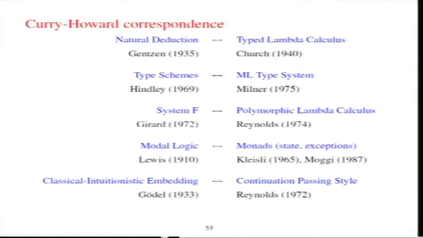But there's more. It's very robust. It's not just natural deduction and typed lambda calculus. It's also type schemes and the ML type system, which means that the logician Hindley and the computer scientist Robin Milner discovered the same thing a few years apart. It's also System F in logic and polymorphic lambda calculus, which means that the logician Girard and the computer scientist John Reynolds discovered the same thing a few years apart.